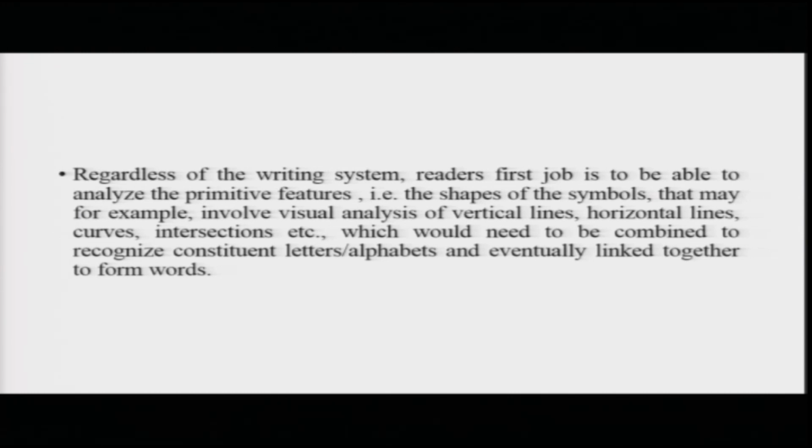features, say for example the shapes of the symbols, that may involve visual analysis of vertical lines, horizontal lines. So, the symbols are made up of many different kinds of features. There are dots, vertical lines, horizontal lines, slanted lines, curved lines. A reader has to figure out all of this, connect this and see what it stands for.